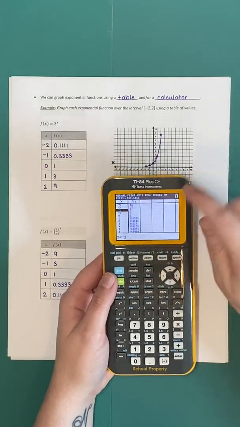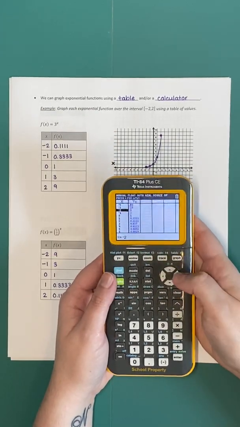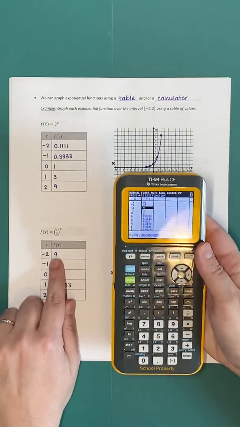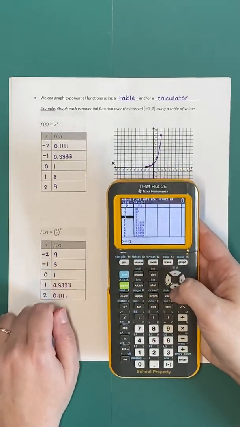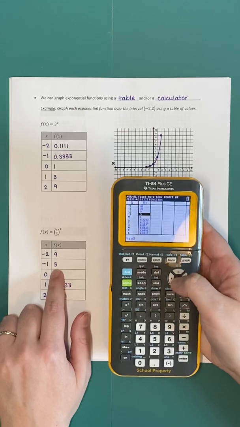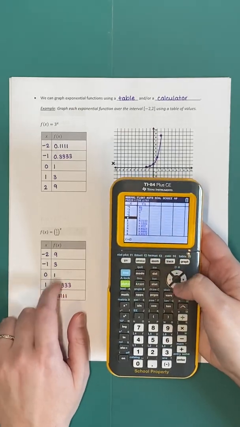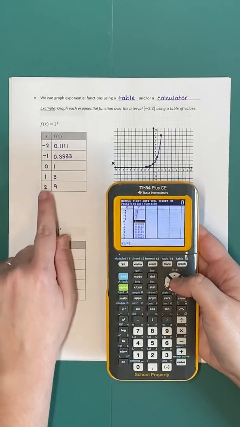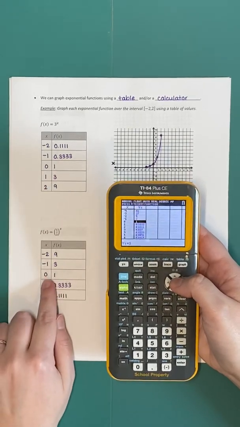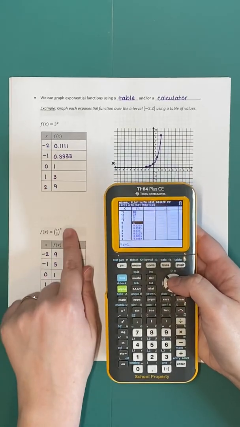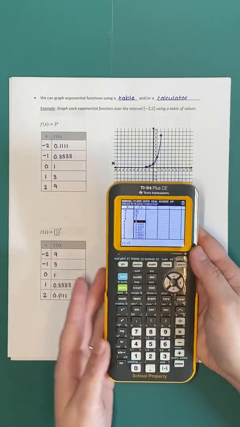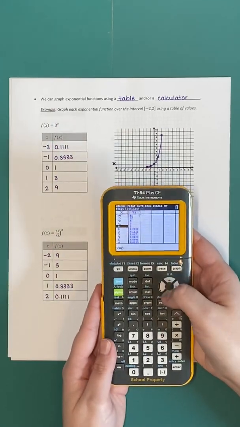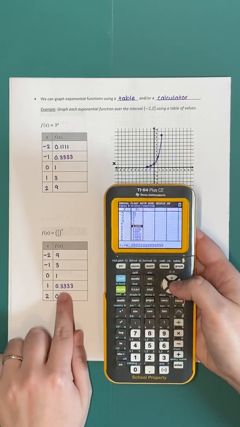So at x equals -2, our output is going to be 9. Okay, at x equals -1, our output's going to be 3. At x equals 0, our output is 1. There's that common point. Anytime we plug in an exponent of 0, regardless of the base, the output is going to be 1. And then when x is 1, we're at a third.